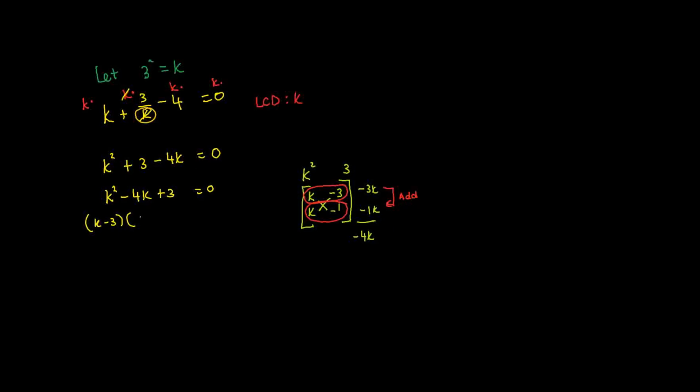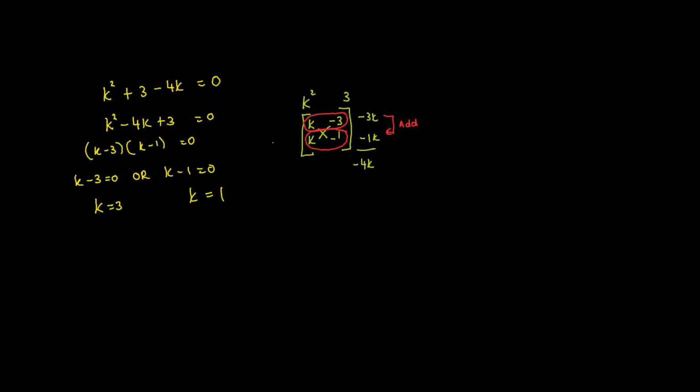K minus 1 is equal to 0. And now, of course, we multiply these two binomials and it's equal to 0. So we have k minus 3 is equal to 0, or k minus 1 is equal to 0. Because if k minus 1 is 0, then 0 multiplied to this binomial is 0. Or if k minus 1 is 0, then multiply that to k minus 3, it will give you 0. So now my answer is k is equal to 3, or k is equal to 1.